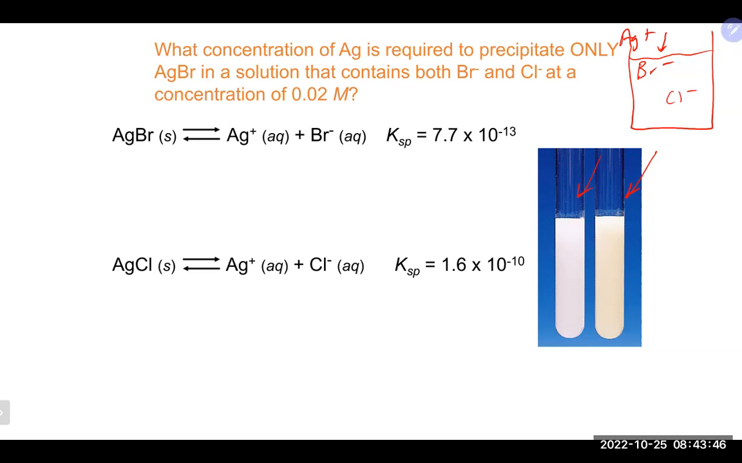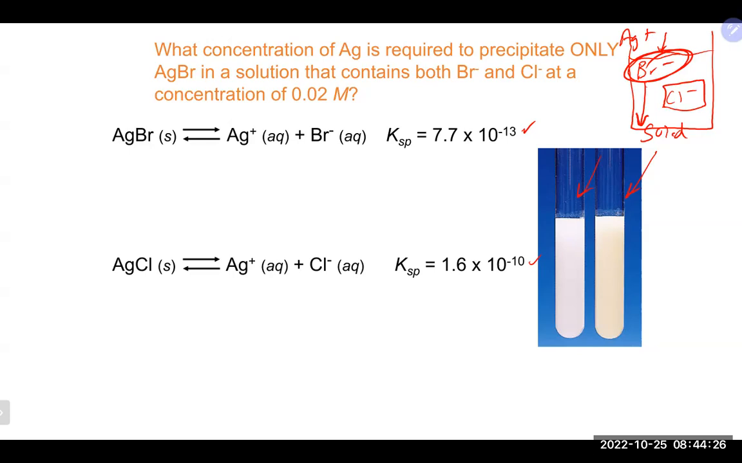So the two possible solids that we could form in this case are silver bromide and silver chloride, which we could find our KSP values for from the table. So in this problem, what we want to do is figure out what concentration of silver we would need to add to that solution to only take out the silver bromide. So the goal here is to add silver that will get this guy to drop out as a solid, but leave the chloride alone and allow it to continue to just float around.